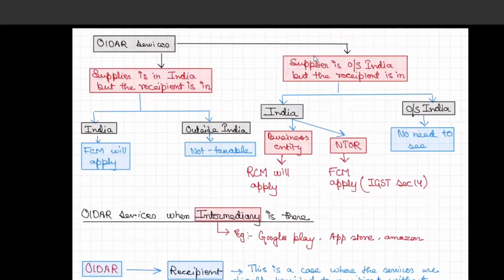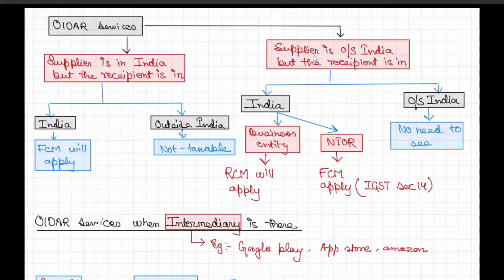So see, OIDAR services. Let's first ignore this part. Let's first talk about this. Supplier is in India, but the recipient is in... Now they're saying the supplier is in India, means OIDAR is in India, correct. But the recipient is also in India. So forward charge mechanism will apply, correct. Supplier will pay the tax. Very simple thing. If he is outside India, then they have said that it is non-taxable. Why non-taxable? Exemption will come. Exemption entry is there for this, correct. So if OIDAR is in India and the recipient is outside India, it is not taxable, correct. But if it is in India, then very sure FCM will apply, correct.